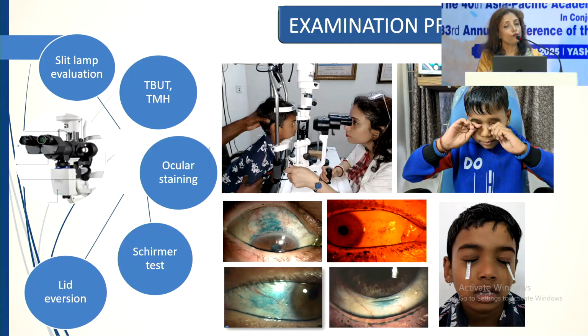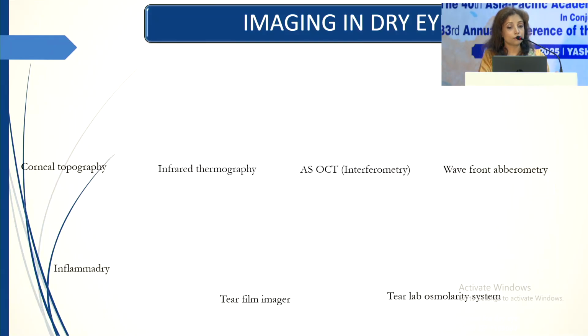We have to follow a standard scoring pattern, and there are many in the literature, but whichever we follow, it is important that we consistently follow the same pattern for all subsequent visits. Next, we do the standardized Schirmer test, and I am definitely not going to tell you how to do that. We all know. Finally, we have to do a lid eversion to know about the meibomian gland health status.